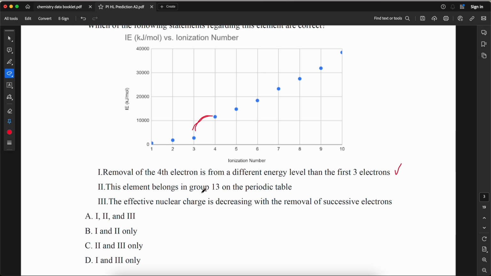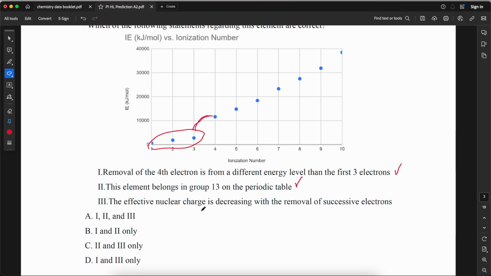This element belongs in group 13 on the periodic table. So these 3 are closer. It means it has 3 valence electrons. So if the valence electron count is 3, it comes from group 13. So this one is correct as well.